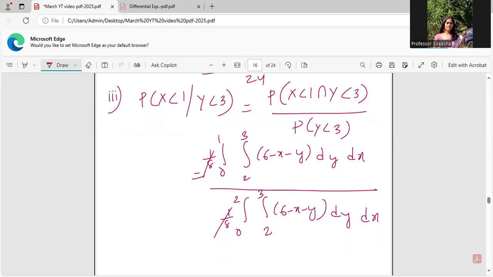0 to 2, all the x values I am taking. But then there's a limit on the y, less than 3. So 2 to 3 only I am taking. Accordingly, I'll evaluate. There's an answer for this. Of course, this denominator turns out to be 5 by 8. And finally, the numerator answer will be 3 by 8. So finally, it would be 3 by 5. Third answer would be 3 by 5. This is how I will calculate.